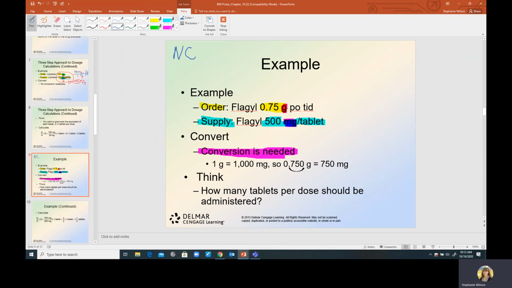And what do I know the relationship between grams and milligrams? I know for every 1 gram is equivalent to every 1,000 milligrams. So every 1 gram, we get 1,000 milligrams. So this is needed in order for us to solve for this. So I'm going to take my 0.75 grams. And let's use formula method, okay?